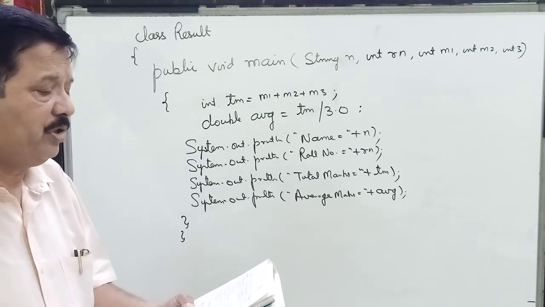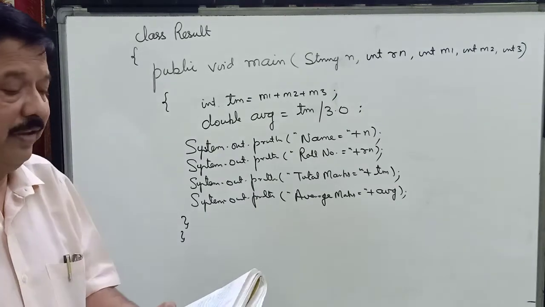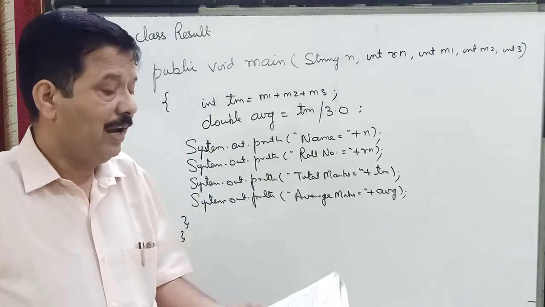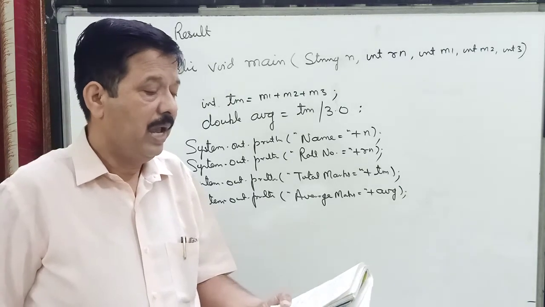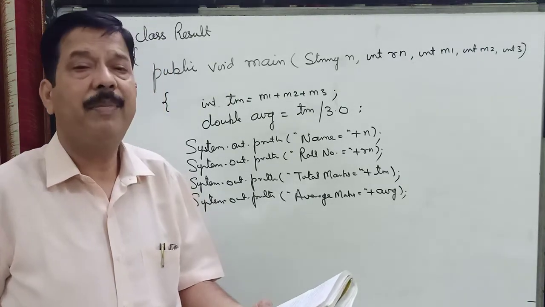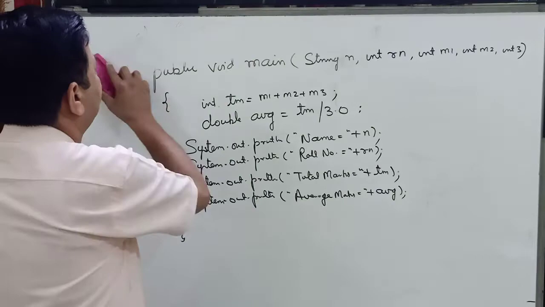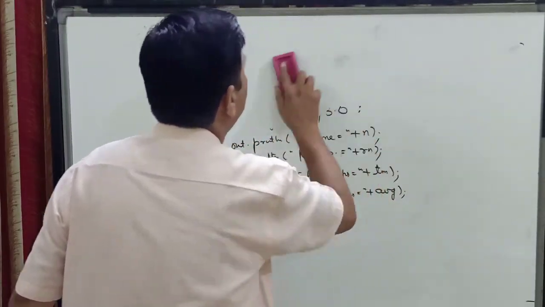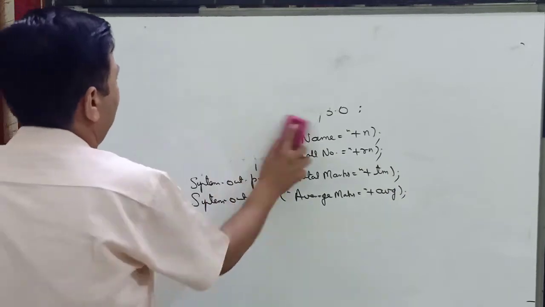And the next program, children, is: write a class. This program has come in the board exam in 2005. Write a class with the name Employee and basic as its data member. So children, it is asking you to write a program where the name of the class it is asking you to write is Employee.